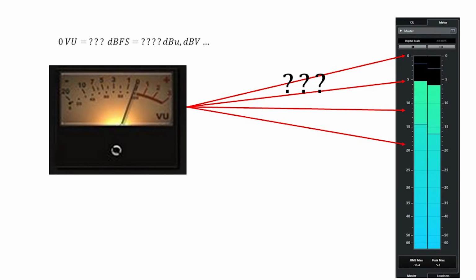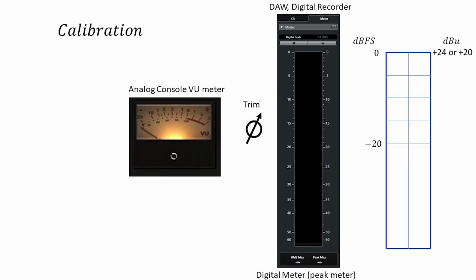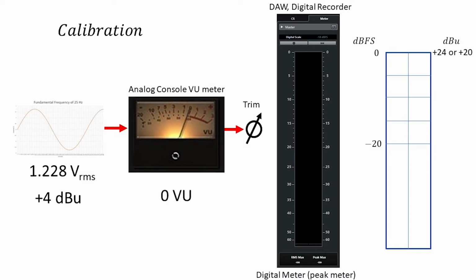All right, so the question that sort of arises now is what 0 VU, or what VU number equals what dBFS number equals what dBu number, dBV, and where's the commonality here, I guess you can say. And the way to answer that is what was done back in the day, and even now, when you're dealing with consoles and you're going into your digital recorder, is you would input a 1.228 volt RMS continuous wave sinusoidal signal. So that's the average value that would read 0 VU on your VU meter.